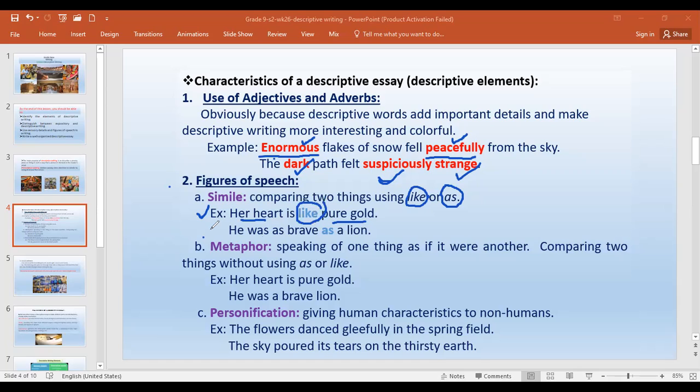Now the second one. Nurjan, you raised your hand. Yes, miss. The second one, he was brave as a lion. What are we comparing? He to a lion, using as. Okay, so this is what a simile is. Can anyone give me a sentence with a simile?